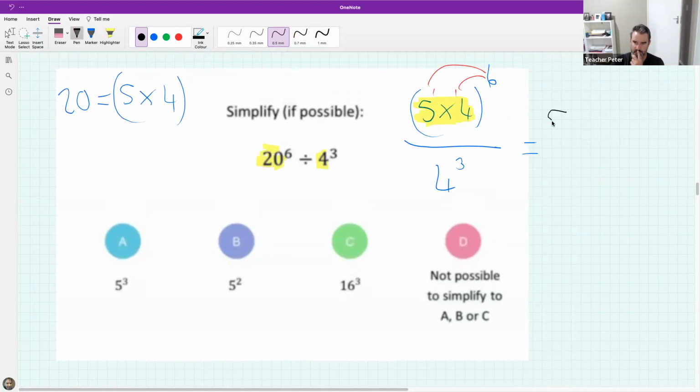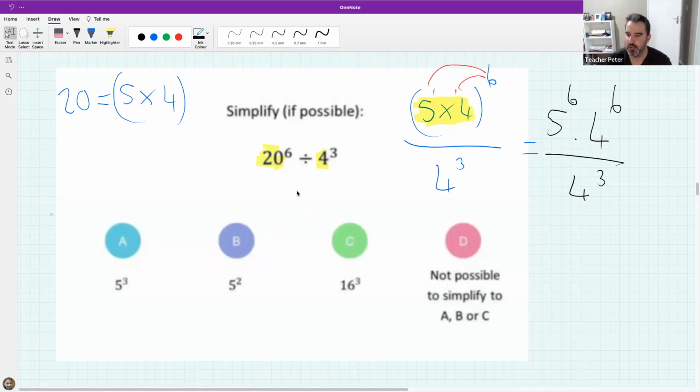5 to the power of 6 multiplied by 4 to the power of 6, over 4 to the power 3. Perfect. Now, what do you think is going to be my next step after that? There are bases on the numerator and the denominator, and they are the same. So we subtract the exponents. So it's going to be 5 to the power 6 times 4 to the power 6 minus 3. Perfect. Which will be 4 to the power 3.